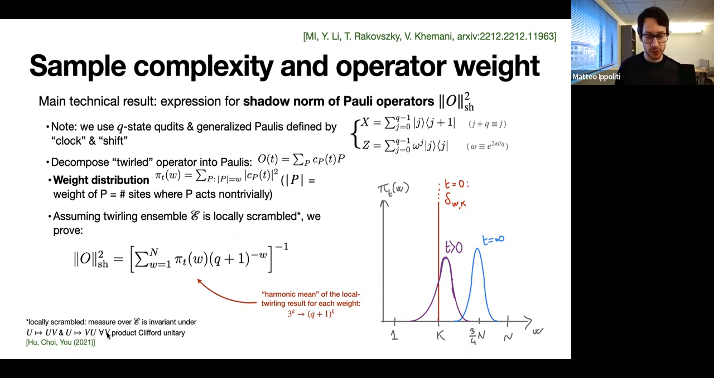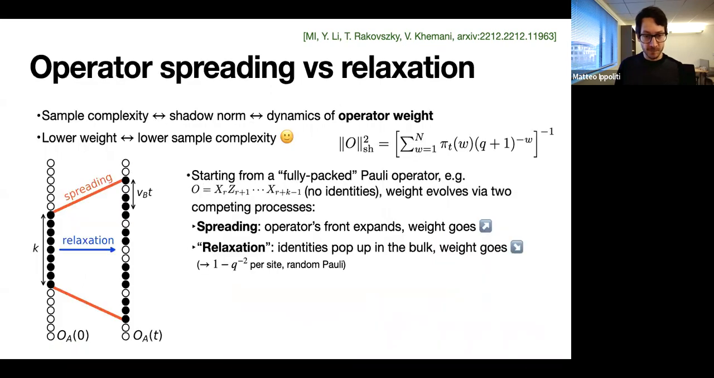So yeah, we have to assume this local scrambling property in our ensemble of random matrices. Okay, so again, what do we do with this? We have found this relationship between the sample complexity of the protocol, through this quantity called the shadow norm, and the dynamics of operator weight under random circuits, which is expressed here.